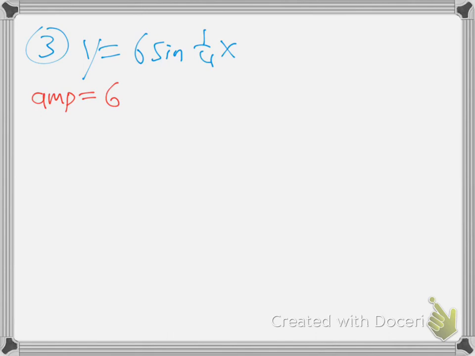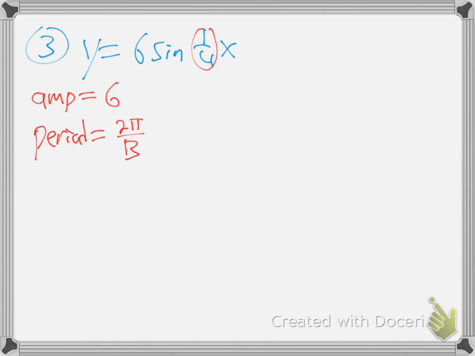Now, what about that 1/4 there? What's that going to do? Is it the height or the width and the distance it goes? The height is the 6, so the 1/4 won't have anything to do with height. The 1/4 will affect the period. How exactly? I'm going to give you a formula for that. The period is equal to 2 pi over b. Now, what do I mean by b? b is this number here.